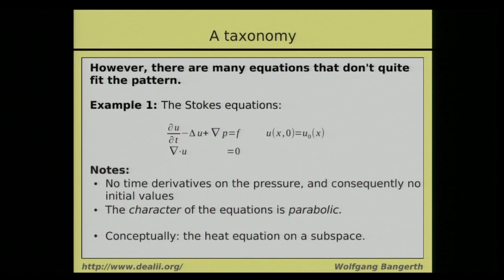Okay, so that certainly has the character of a parabolic equation, even though it does not immediately look like one, or doesn't satisfy the formal requirements of a parabolic equation. Conceptually, you can think of the Stokes equation as a heat equation on the subspace of functions that are divergence-free. And in that case, it becomes clear why it is a parabolic equation. But the way we write it here, it's not obvious.